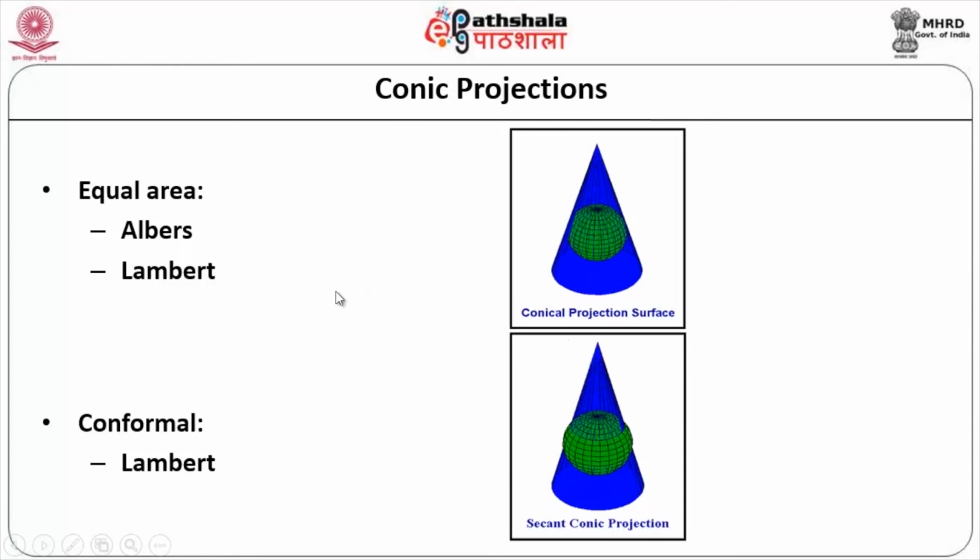Again, in the case of conical projection, as we have seen in the previous case, we are going to discuss your equal area projection, that is Albers and Lambert, two of the methods, and the conformal projection, Lambert projection. So, this is how your conical projection comes into the picture. So, you can just see that.